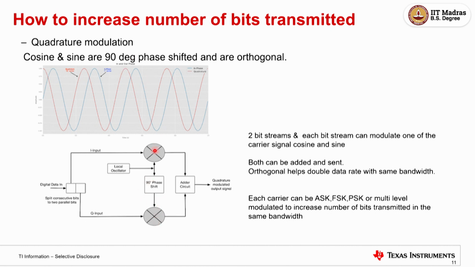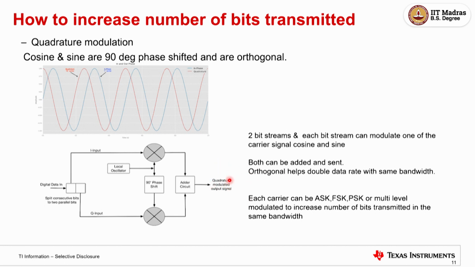Now what I will do on the cos 2 gigahertz, I will do the modulation. We can do any modulation that we saw earlier, like ASK, PSK, FSK, multi-level, anything you can do. Same thing, you repeat on the other stream. You are doing it on a sine. Then you sum both of those signals and then you send it out.